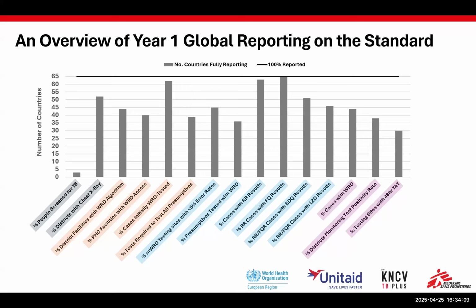And you can see there were gaps in reporting based largely, in follow-up discussions, we believe, on data availability, suggesting that some of the data elements that are required for countries to monitor their progress towards universal access to testing could use strengthening. However, we did see several benchmarks achieve high levels of reporting even in the first year, including the percent of cases that were initially WRD tested with more than 60 countries, the percentage of cases with rifampicin resistance results available. This is also an indicator that has been included in the Global TB report in prior years, and the percentage of RIF-resistant cases with fluoroquinolone test results. Again, a Global TB report indicator.